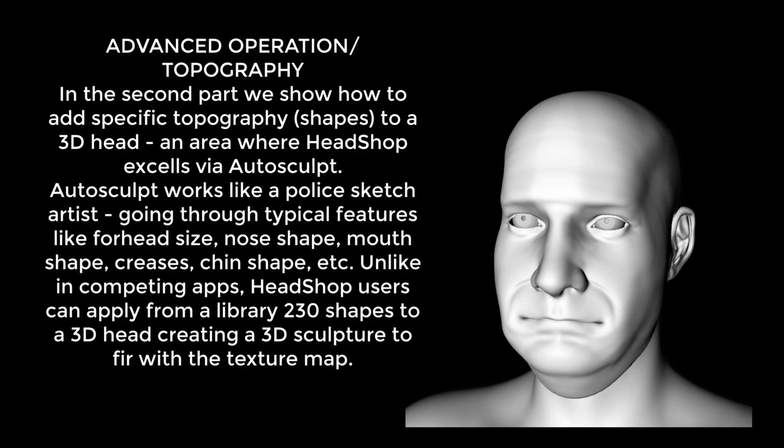AutoSculpt works like a police sketch artist, going through typical features like forehead size, nose shape, mouth shape, creases, chin shape, etc. Unlike with competing apps, HeadShop users can apply from a library of 230 shapes to a 3D head, creating a 3D sculpture to fit with a texture map.